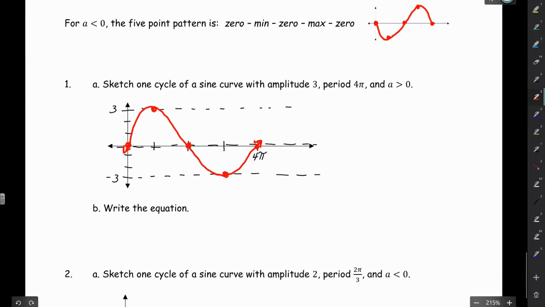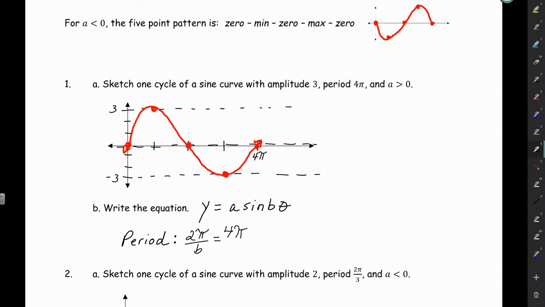Now it says write the equation. So the equation should be in the form of y equals a sine b theta. And we know that our period is 4 pi, which is 2 pi over b is equal to 4 pi. So we have to solve for b. So we have a fraction equals 4 pi, and I'm just going to write 4 pi over 1. And now I can cross multiply and solve for b.